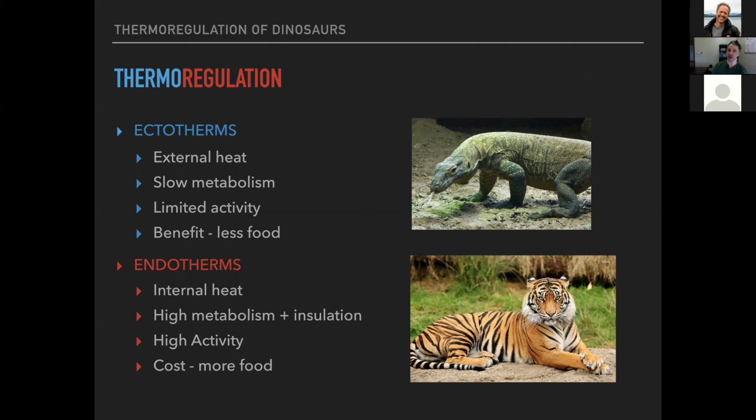But there's a big benefit to being an ectotherm with a slow metabolism. And that's that you need to eat less food. So you can tolerate going without food for a longer time. And in contrast, endotherms like mammals and birds are just the opposite. They metabolically produce a lot of heat, they capture it with fur, and they have a constant body temperature. And if they get cold, they bump up their metabolic rate to maintain this thermal set point that they like. And there's a lot of benefits in terms of growing faster and moving faster. But the cost is that you need to eat a lot more.